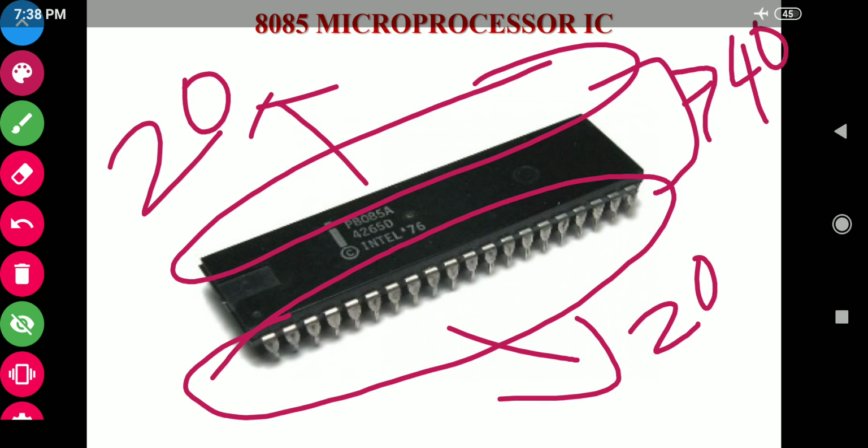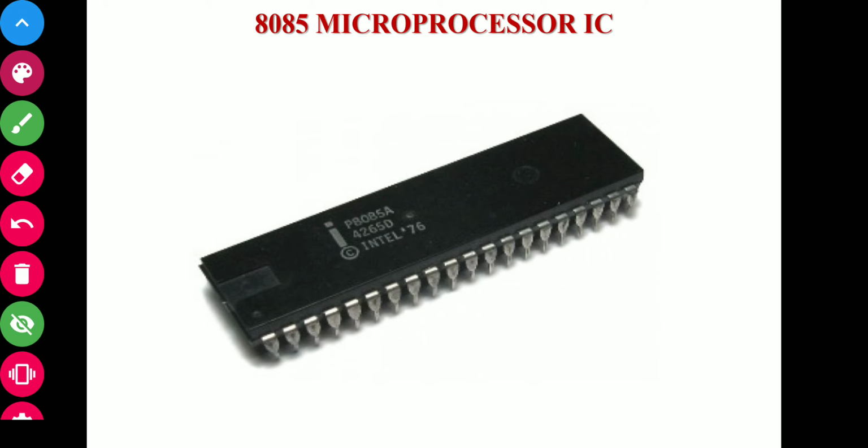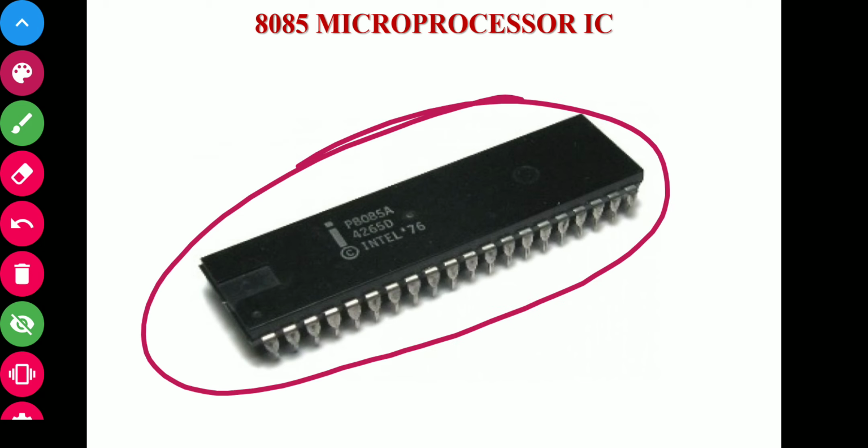So this is the 8085 microprocessor IC. You could see it's very small in size, right? That's why it is very portable, and it uses very little power and is very low cost. So these are all the advantages of why we are using the 8085 microprocessor. This is the reason behind this.